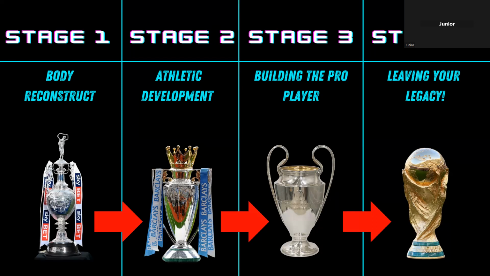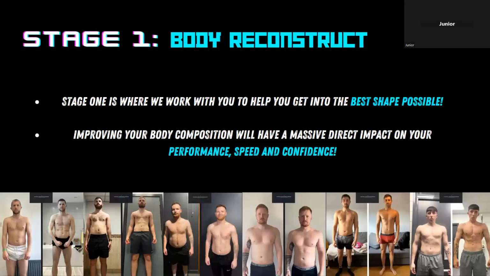So there will always be that transition at some point. You're not going to stay in the one stage forever. You're going to have to move up and onward to ensure that you are reaching your athletic potential on the pitch. So stage number 1 is the body reconstruct. What this essentially means is stage 1 is where we work with you to help you get in the best shape possible. Improving your body composition will have a massive direct impact on your performance, speed, and confidence.